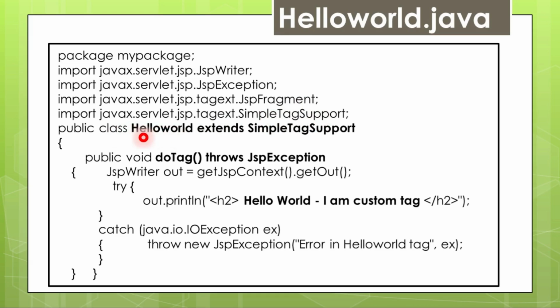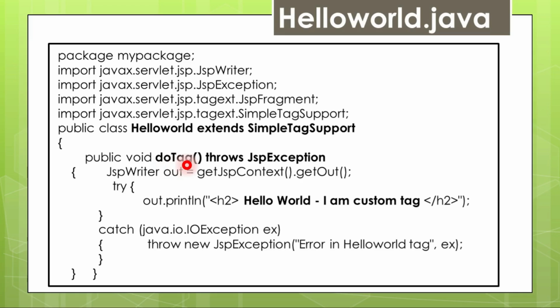The name of the class that is given, that means this handler has a name. The name is HelloWorld. It means that I'm going to create a tag with HelloWorld. The same name I'll set for the URI. So the same name we are going to give for the tag, HelloWorld. It has to extend a class called SimpleTagSupport. This class has to be extended because it is the parent class that we need to extend. And there is a function that we need to override called doTag.